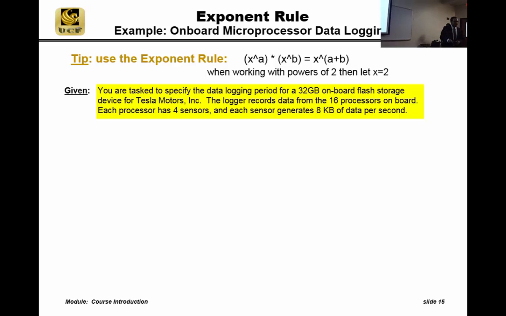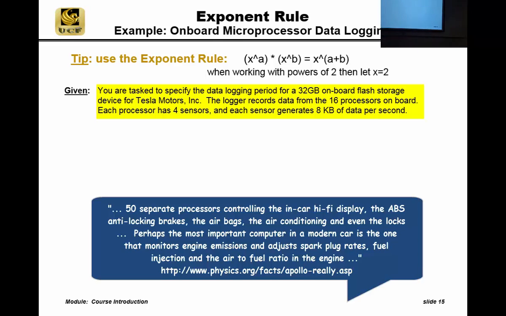And then they upload from time to time, not all your data, but some aggregate data. So this car is a Tesla, just to make it cool, and we have 4 sensors per processor. There's 16 processors, like I mentioned last time. Everything has a microprocessor. A car usually has about 50. And each sensor is generating 8 kilobytes per second. Maybe the anti-lock brakes, motion sensor, engine temperature, fuel injection mix ratio, and so on and so forth.